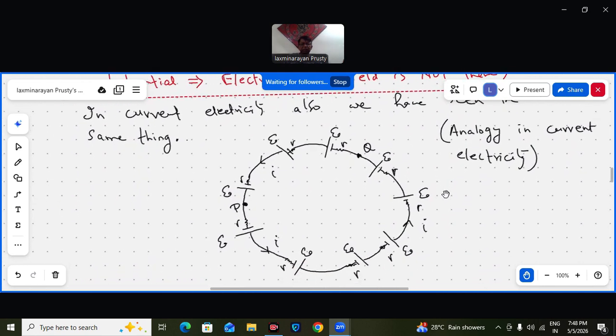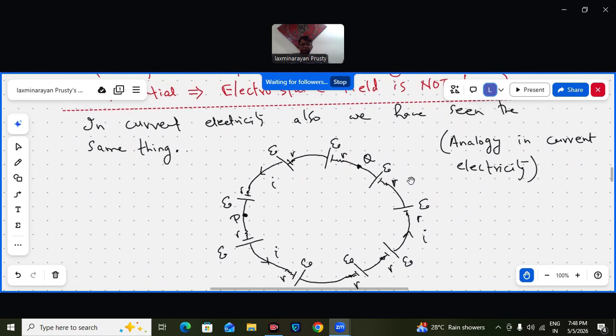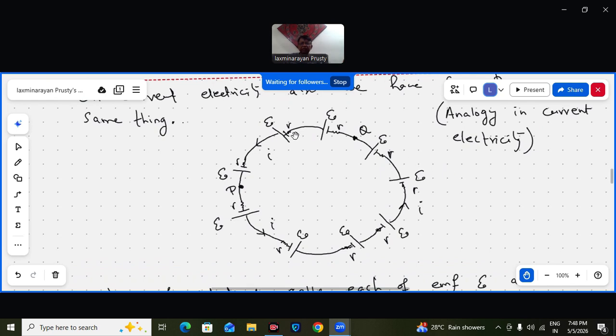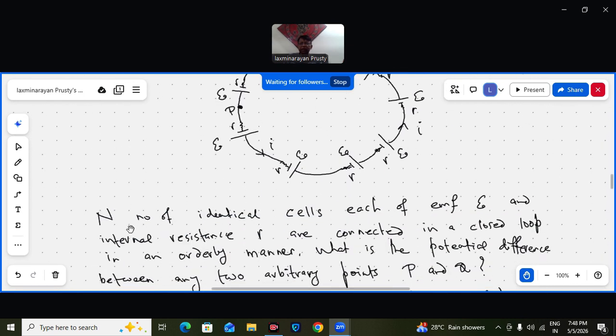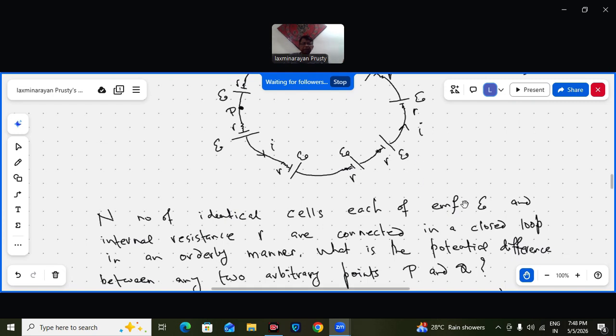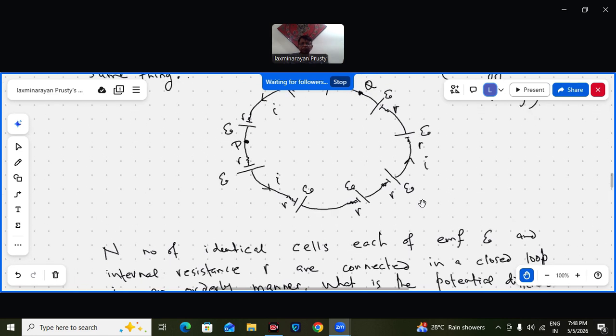I'm going back to current electricity. Just see, this is a closed loop. I've arranged identical cells, each having EMF E and internal resistance R. I'm connecting them in a loop in an orderly manner. Total N identical cells, each of EMF E and internal resistance R, are connected in a closed loop in an orderly manner.